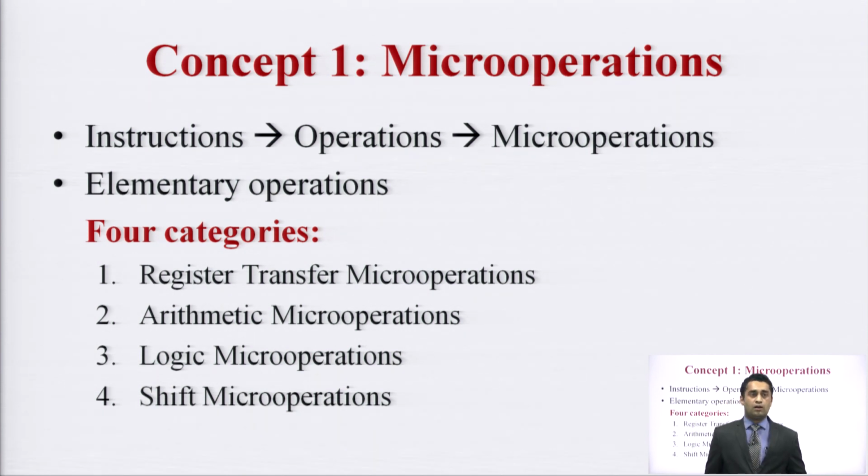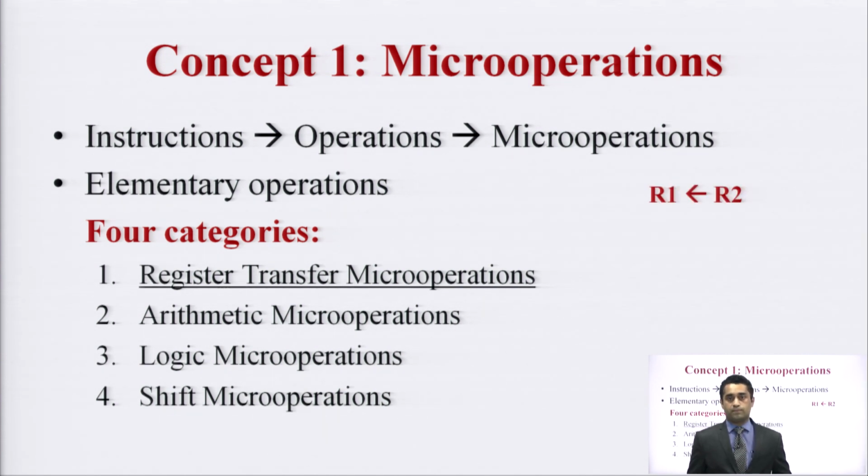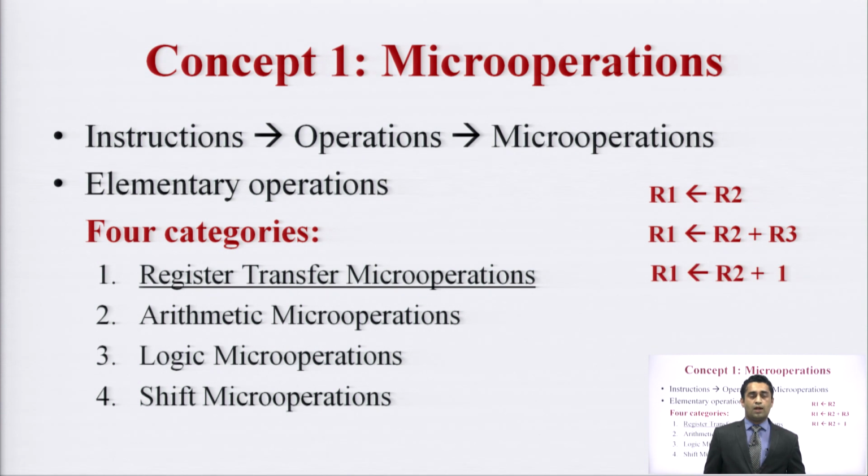As mentioned here, register transfer micro operations are those where a register sends data to another register, meaning register transfer like this. This includes when we are doing some sort of increment in the register, or when we are adding two register values and transferring the result to another one. So this is a part of register transfer micro operations. The remaining three parts are discussed in unit number 2: arithmetic micro operations, shift micro operations, and logic micro operations.